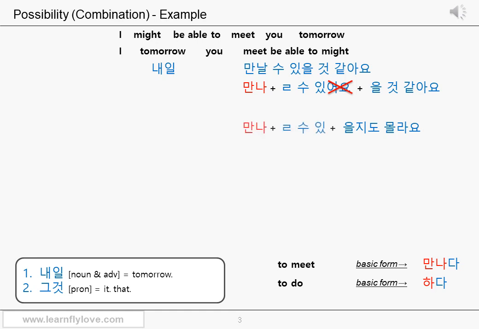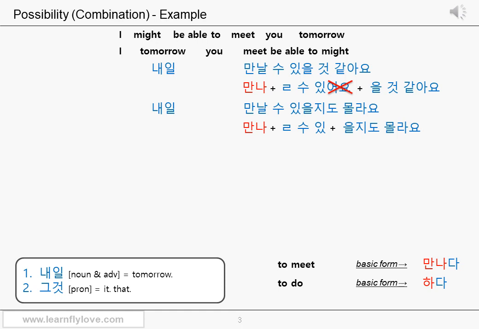The stem 만나 plus final L consonant and 수, it plus 을지도 몰라요. 만날 수 있을지도 몰라요. 내일 만날 수 있을지도 몰라요. Which exactly means I might be able to meet you tomorrow, but I don't know for sure.